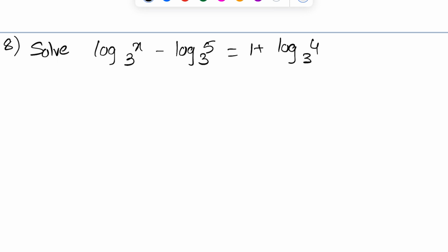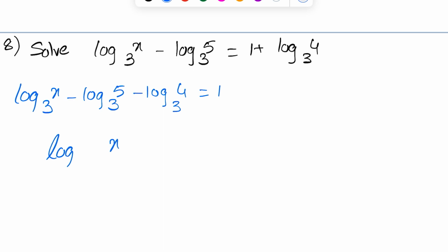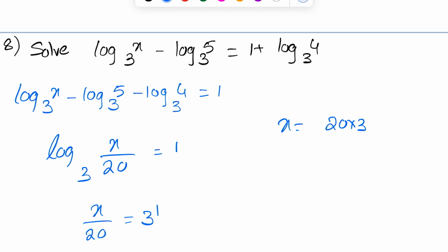Solve for x over here. So what am I going to do? First get all the logarithm terms on one side. Log 5 to the base 3 minus log 4 to the base 3 equals 1. So it becomes log x upon 20 to the base 3 equals 1. So x upon 20 equals 3 power 1. So x equals 20 times 3. So x equals 60. That's going to be the answer.